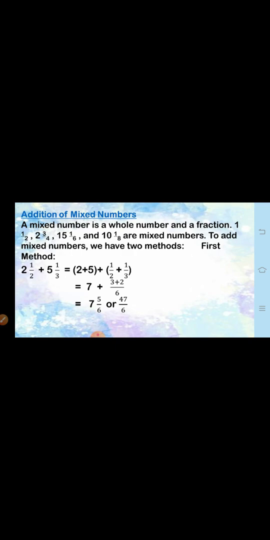Okay, 2 and 1/2 plus 5 and 1/3. The first method is to add the two whole numbers first, which are 2 and 5. So 2 plus 5 is equal to 7, as you can see. And then add the fractions, which is 1 over 2 plus 1 over 3.